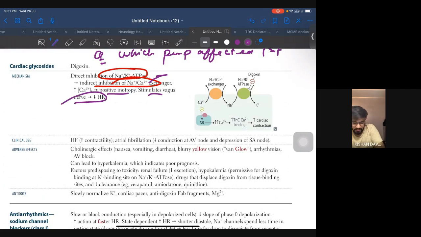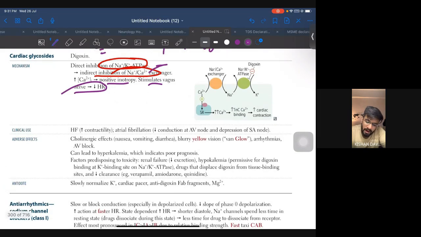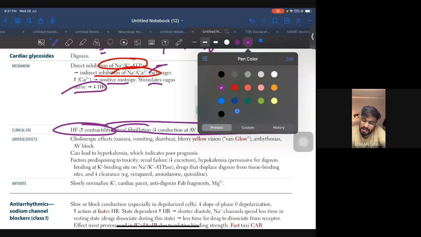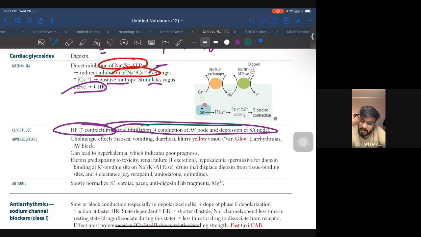Now what is important in this one here is, okay, let's just see. Heart failure, atrial fibrillation, because this line is very important. Decrease in conduction at AV node and depression of SA node. This is very important. Why? What is the mechanism of digoxin in atrial fibrillation? So this you have to remember.